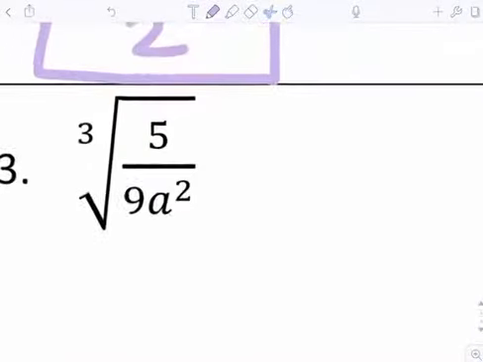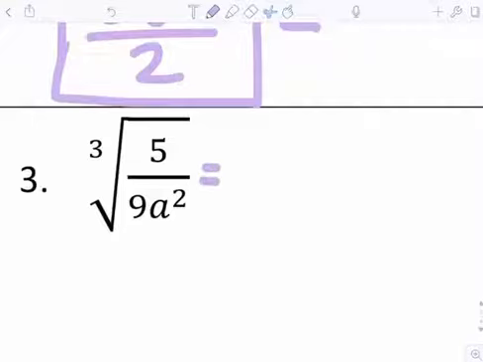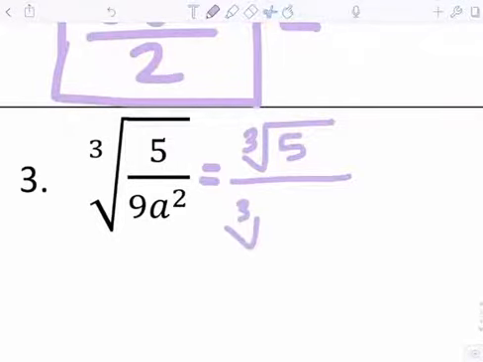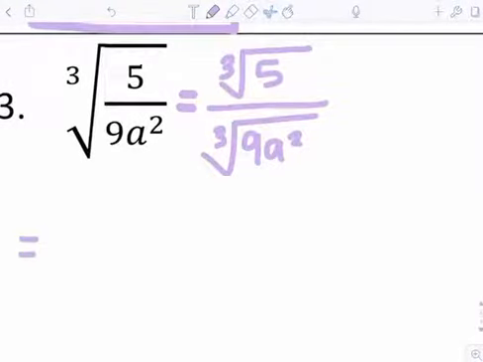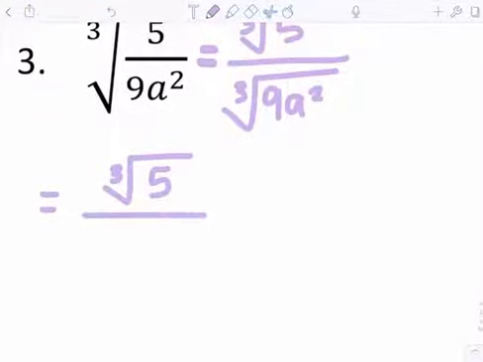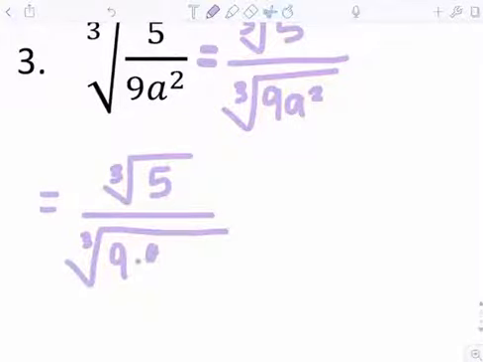Okay, number 3. So again, I'm going to split this up. Let me make my thing a little bit smaller. I'm going to split this up into the cubed root of 5 over the cubed root of 9a squared. Let me break this down a little bit so it's easier to see what we have to multiply the denominator by. If I broke up 9, that would be 3 times 3, and the a would be a times a.